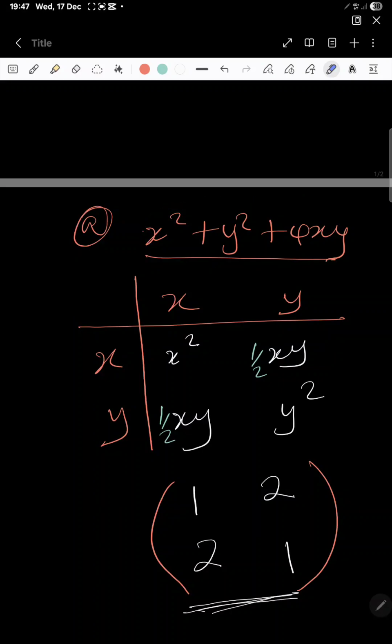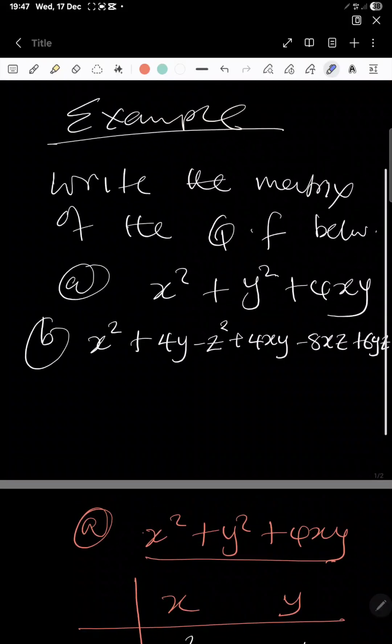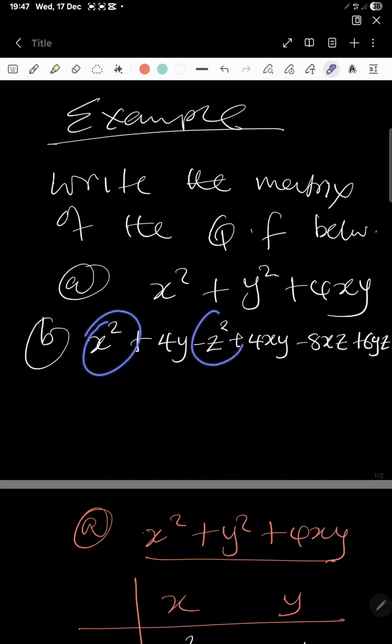Now, if you're writing for a 3 by 3, meaning that you are going to have 3 variables, in this case you are going to have the variable x, the variable y, and the variable z. That's what you're going to do. Consider that this one also has a square here.